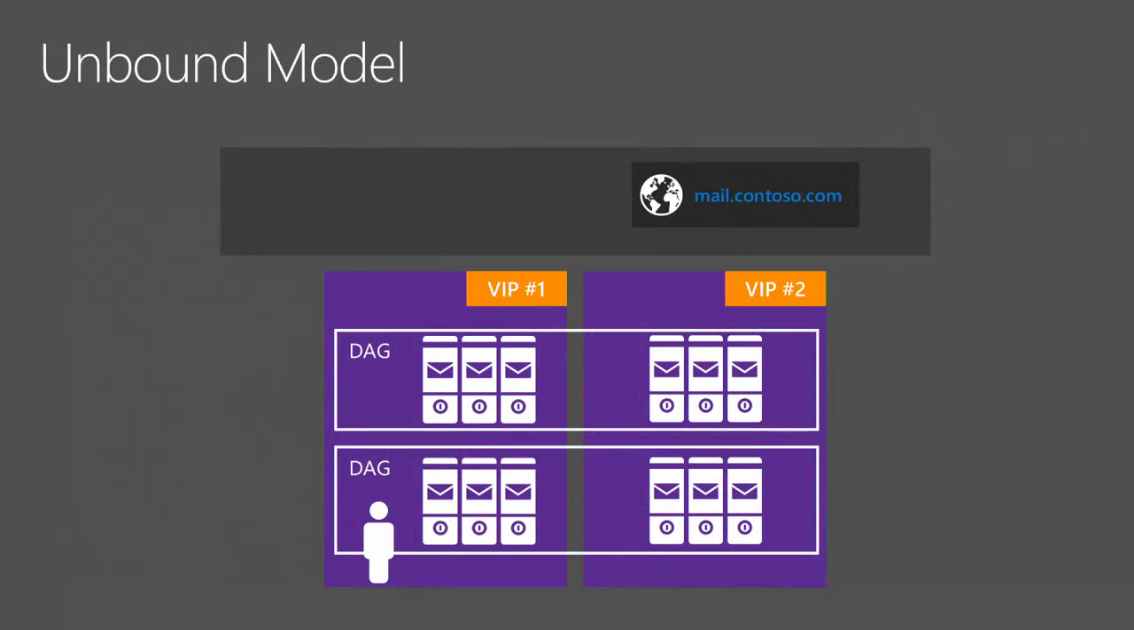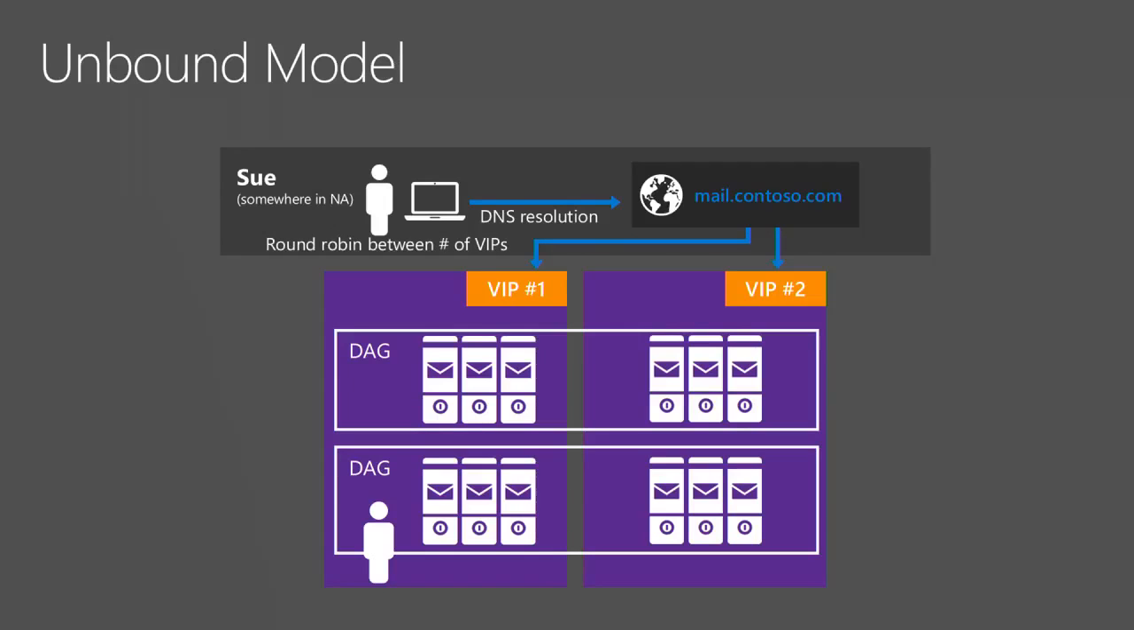The unbound model, and in fact, in this case, the unbound model that happens to use a single namespace, just mail.contoso.com, is one where that namespace resolves to multiple IPs, VIP1 and VIP2, and then round robin is used. So when Sue accesses that URL, it's going to be a round robin. She'll get one of those data centers first. And whichever one she goes through, whether it's VIP1 or VIP2, it's going to proxy, again, to wherever her mailbox is located. So as Sue moves around, she just continues to use the same URL.